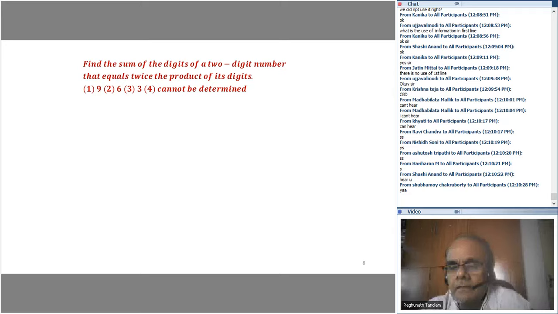The two-digit number can be ab. Right? A in terms of b. Can I write b as 10a minus 2a minus 1? Can I write like this? From this, can I write like this?